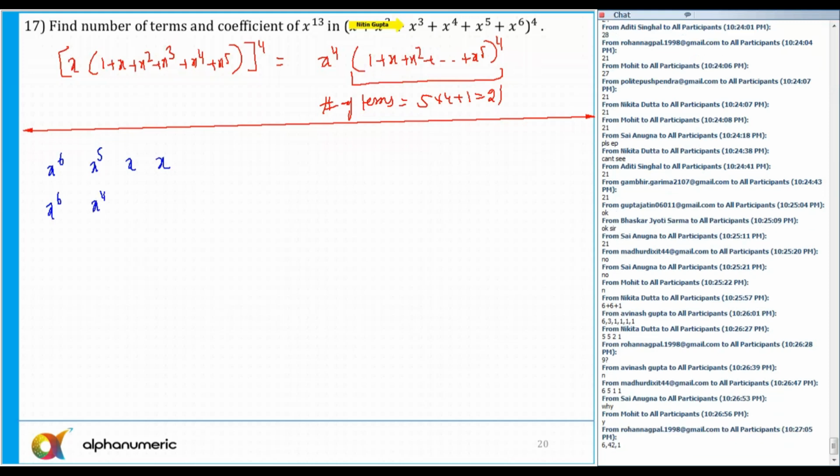X raised to power 4 from here. And then again, how many cases are possible? So x raised to power 4 plus 6 plus 4 is 10. I need 3 also. So I'll take probably x square and x. Is that clear to all of you?